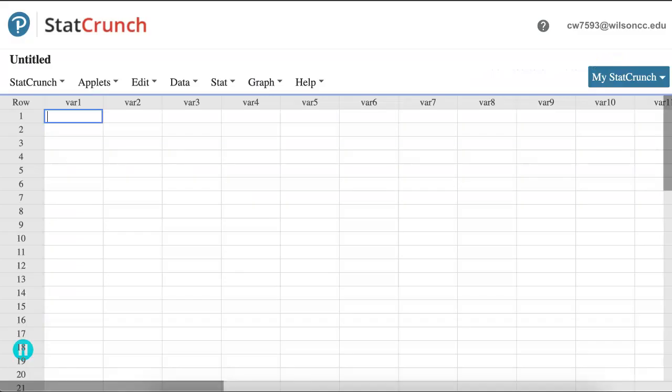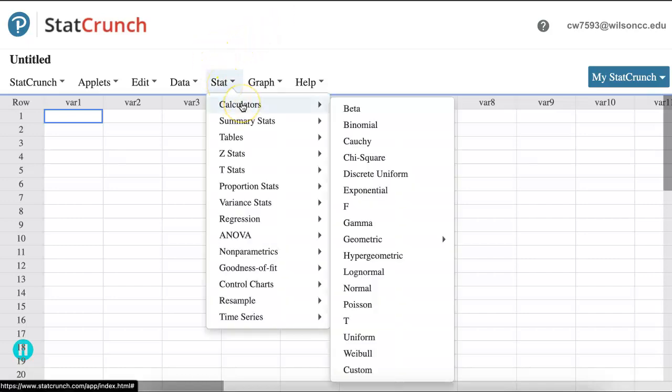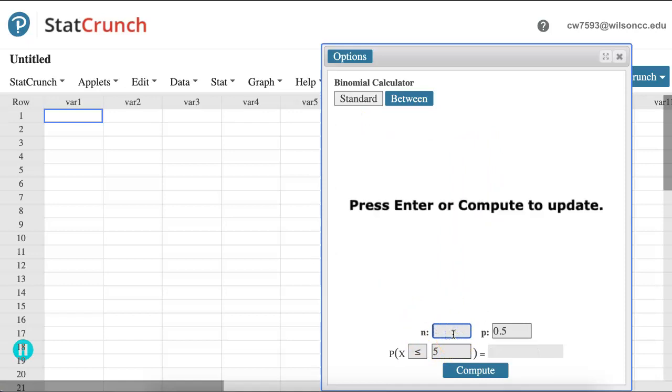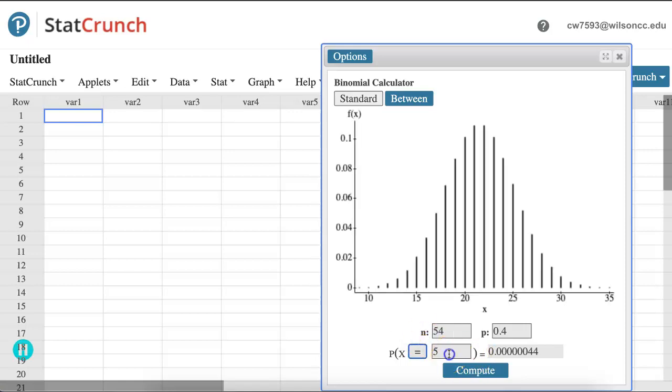So let's go over here to StatCrunch, and underneath Stat and Calculators, we're going to first select Binomial, because the first probability we're asked to find is a binomial probability. Here we are going to adjust our values to the given values of the problem. I believe they were 54 for n. The probability p was 0.4, and the probability that we're asked to find is P(x = 24).